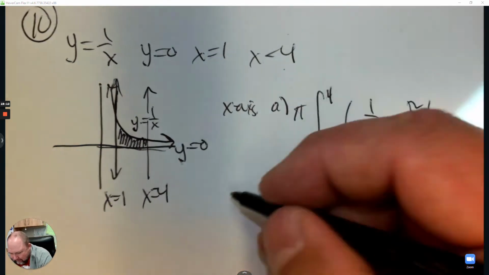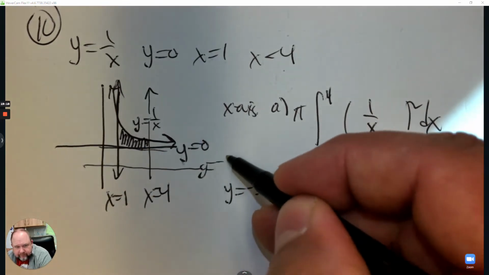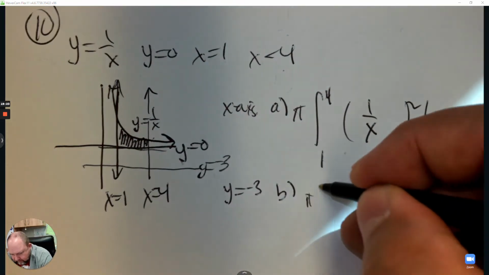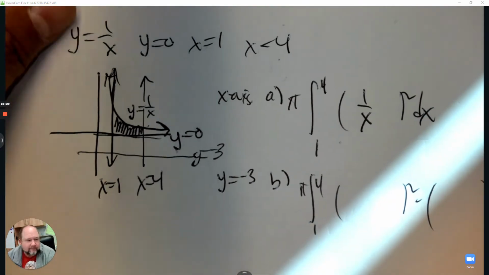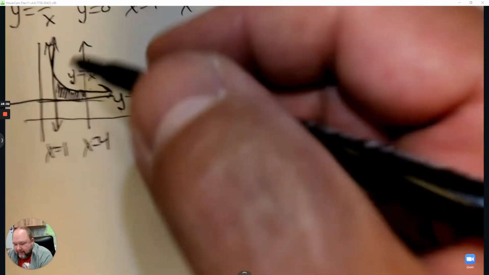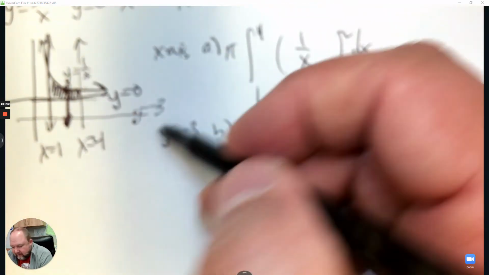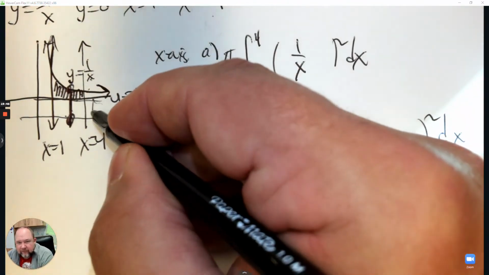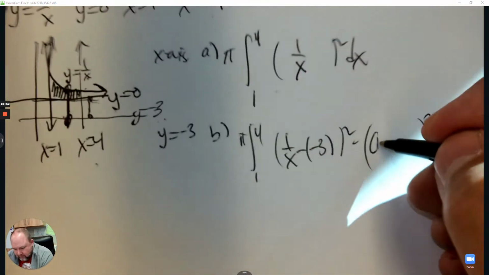For part B, it says y equals negative 3. That's down below. And again, there's a space there. So there's going to be 2 circles that we're going to subtract. So we have top subtract bottom. Here's a representation. So that's 1 over x, take away negative 3. That's the big radius. And then the small radius is 0, subtract negative 3, or just 3.